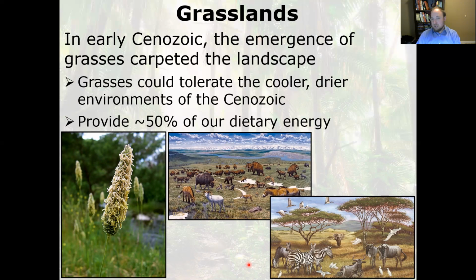And grasses are also important because they directly provide about 50% of our dietary energy. For us, things like wheat, rice, corn, those are grasses. And even the rest of our energy comes from things that we feed the grasses to. So it's actually even more important than that. Without grasses, we probably couldn't support our modern life. They're very important.